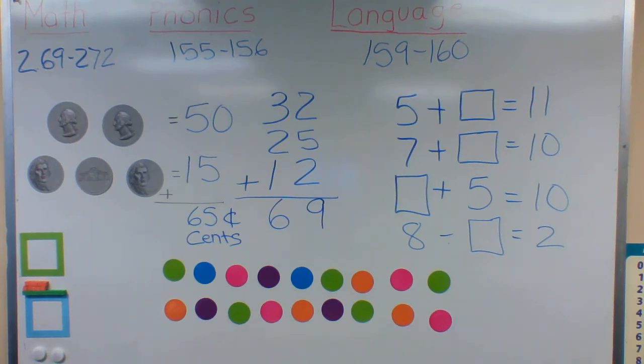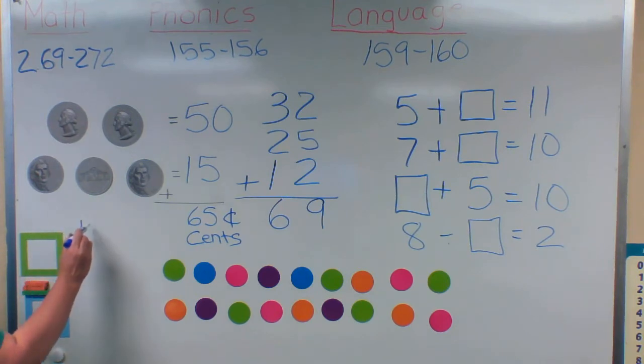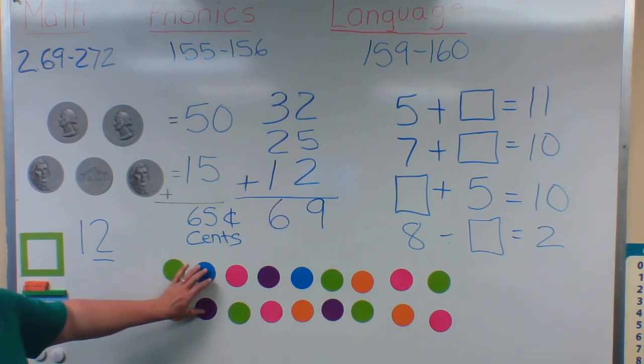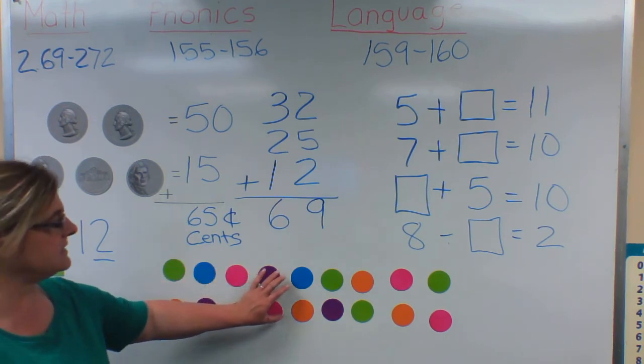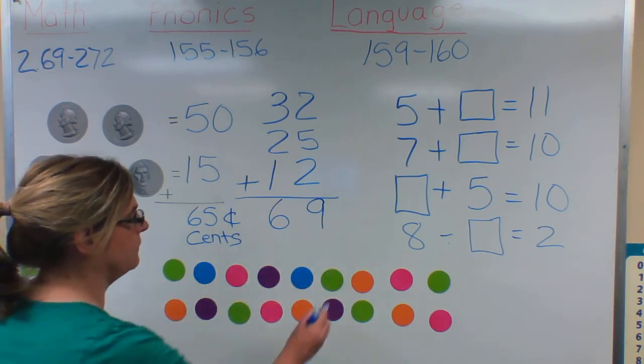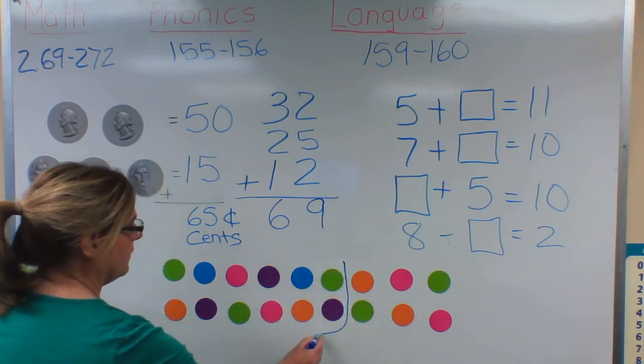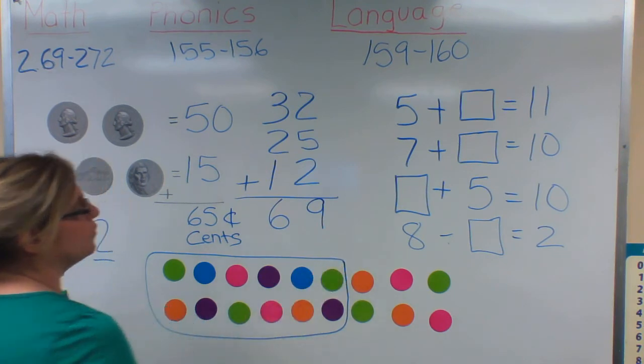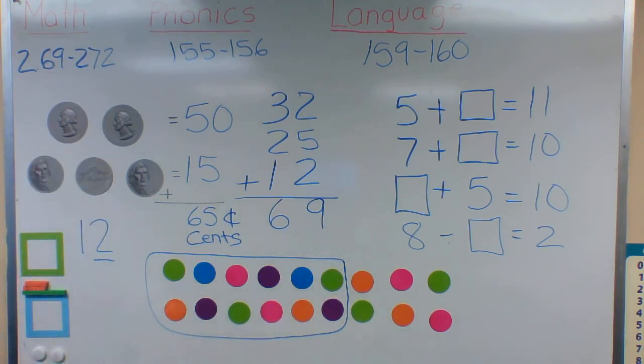Because 12 is an even number, because 2 is an even number, I can count by 2s. So I would do it this way. 2, 4, 6, 8, 10, 12. This is 12 balls, which is 1 dozen balls.